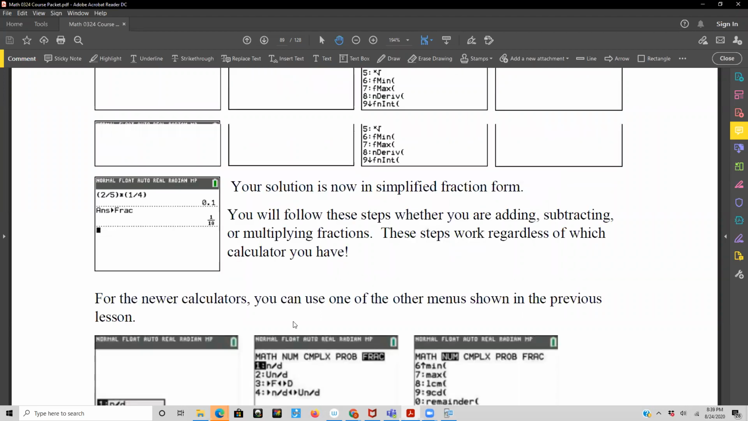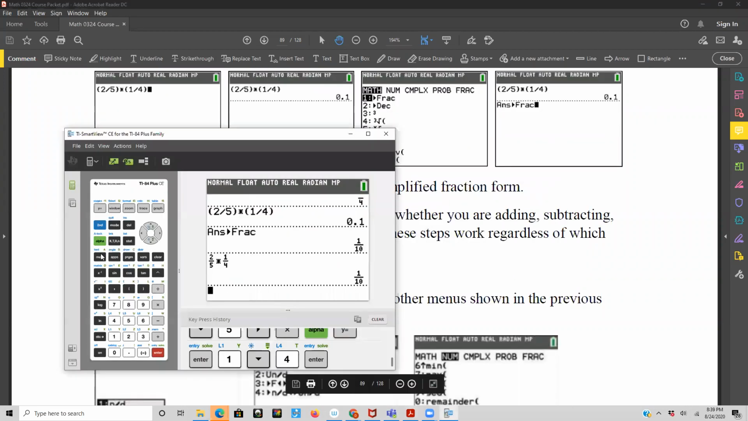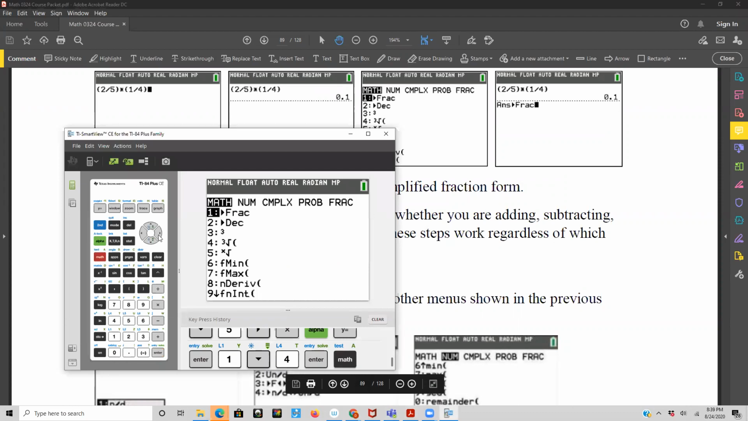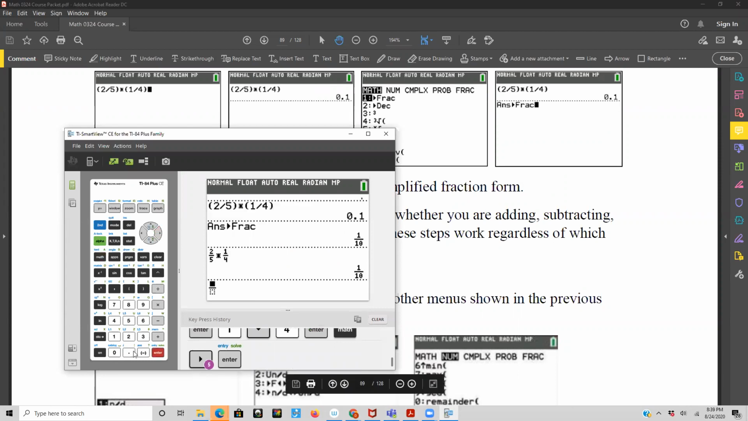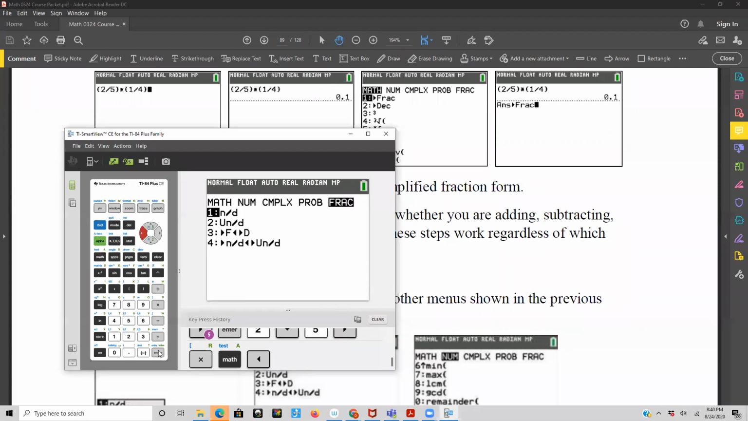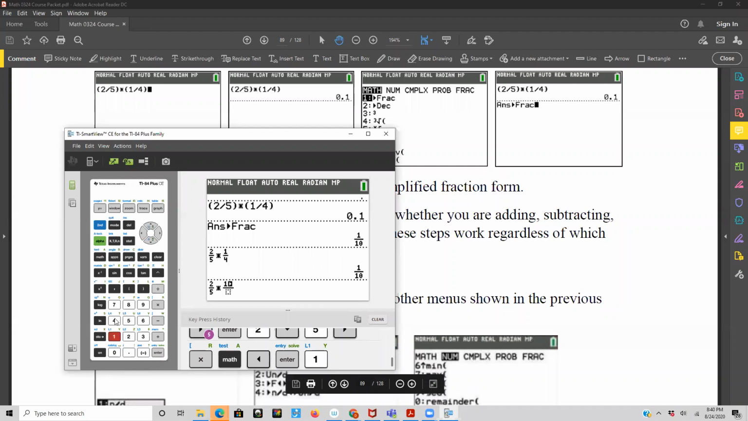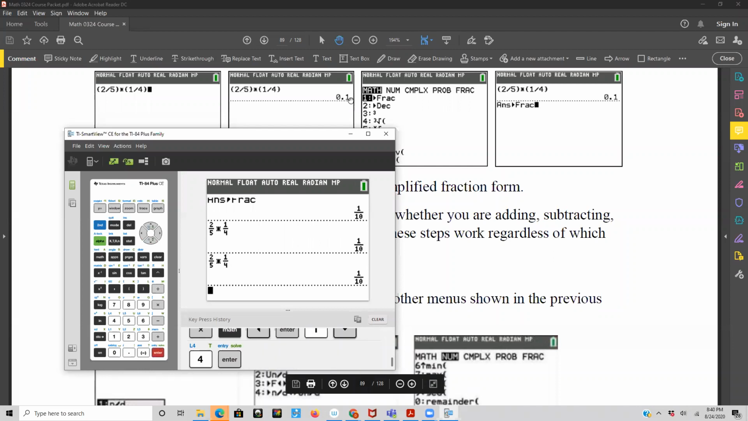If you have an 84, you go to math. Oh yes, there is. See, there's a fraction menu, and I can access it right there. All right, so again, I just do the same thing. 2/5 times. I go back to math, back to frac, 1/4. All right, and press enter. Lots of ways to do this, as long as you're comfortable.